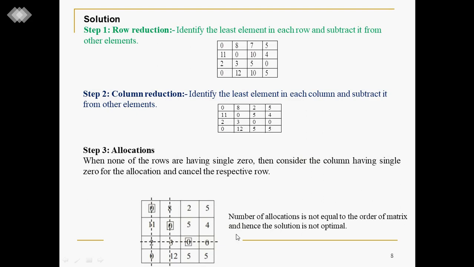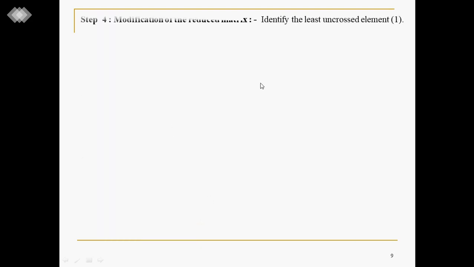Okay. So in this, the process is like this. Identify the least uncrossed element. Okay, that is 1 in this case. Okay, let us see. Identify the least uncrossed element. So here the least uncrossed element, I think it is 2. I'm sorry, it is not 1.